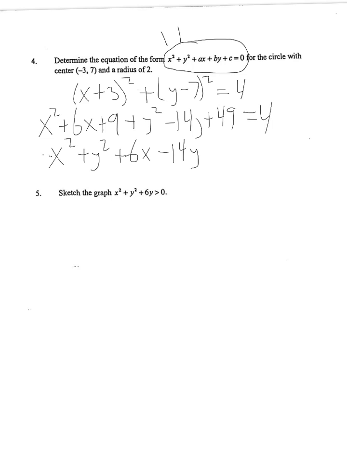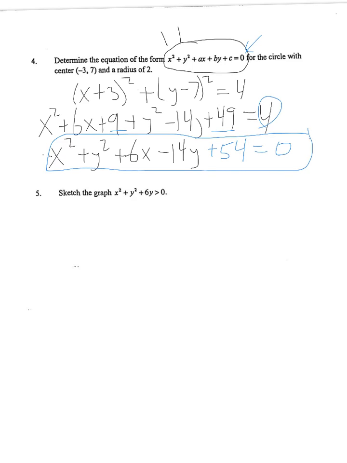So let's add 9 and 49, so 58, and then subtract this 4 from both sides. We want it to equal 0. So 58 minus 4 is 54. This is just working on your equation manipulation right here. There it is.